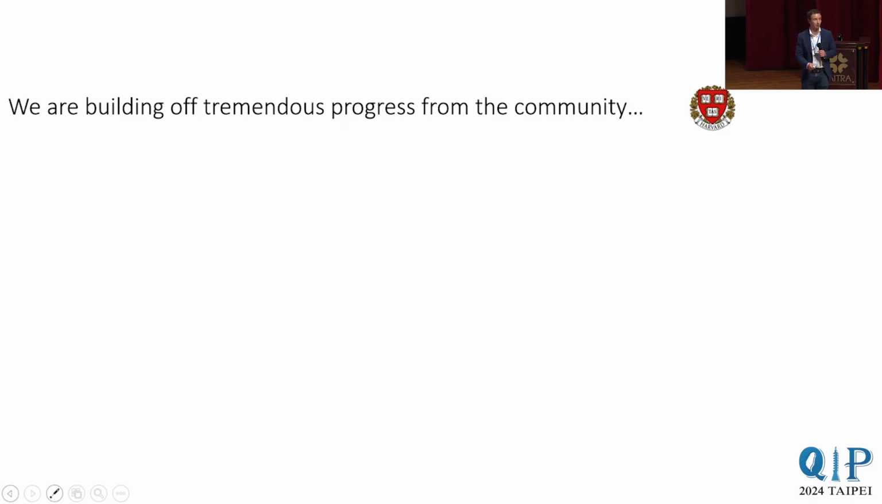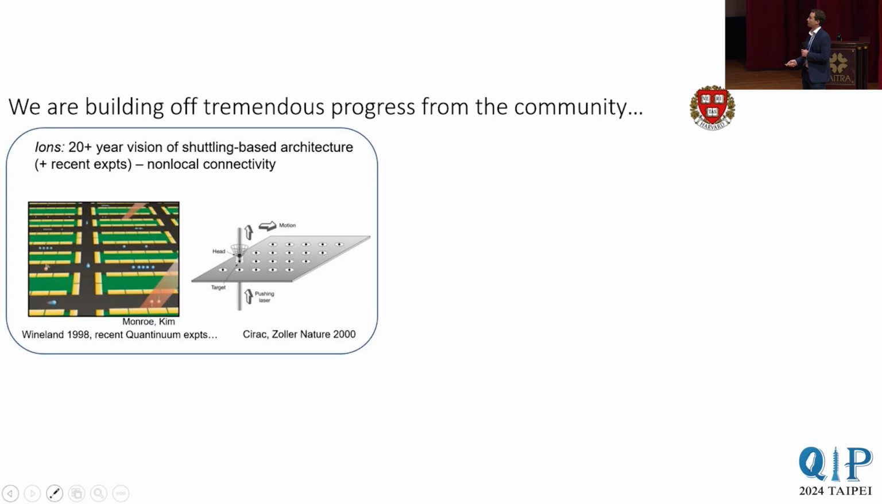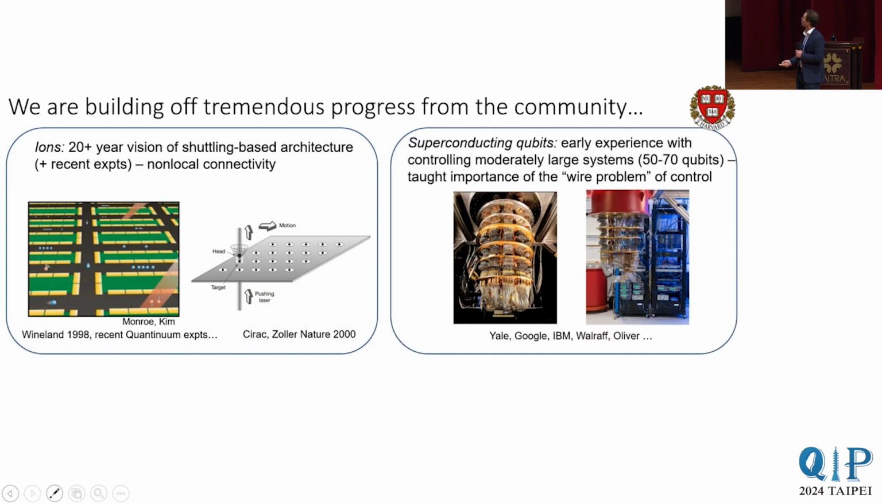I want to take a little bit of time to acknowledge the remarkable progress, both in theory and experiment, that has happened in the field over the past few decades. For ions, people have been talking about making shuttling-based processors for truly decades, and there are also these really beautiful recent experiments. It's actually from the superconducting qubit community, which had this early experience with controlling moderately large systems, that we learned about the importance of this wire problem.